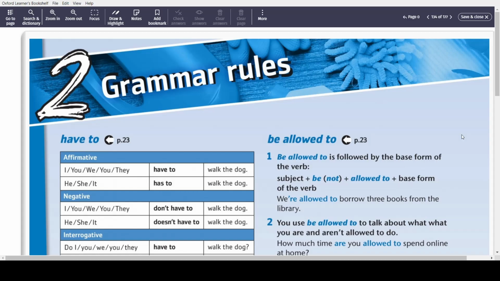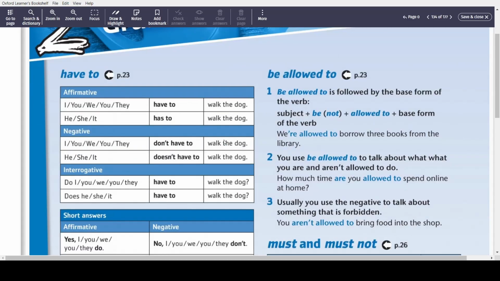Today we are going to review all the grammar contents of unit number 2. Let's remember that we are working on unit number 2 and the name of that unit is Live by the Rules. The grammar structures that we are going to learn during this capsule are the use of have to and be allowed to. The first one, have to, we use it to express obligation.